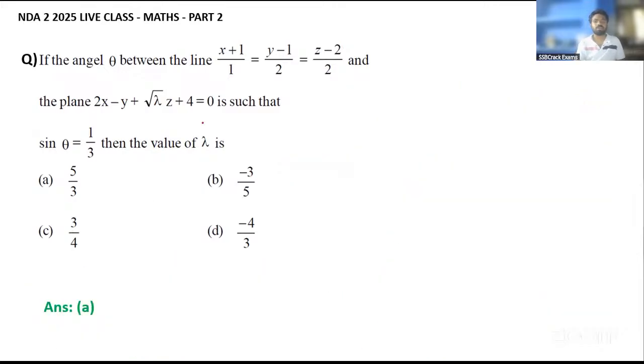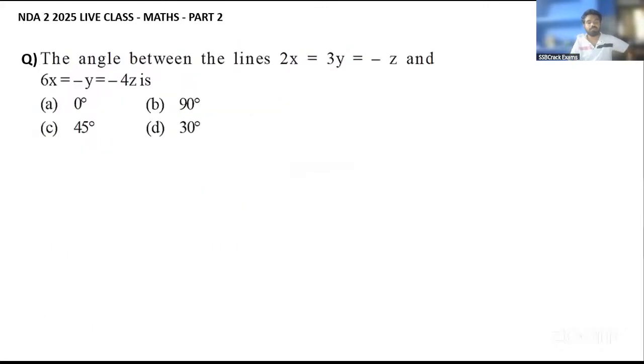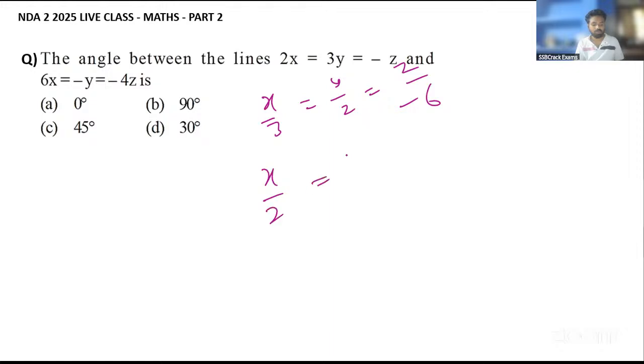It's not a big deal. You can do the calculations by yourself. I just told you the questions. The angle between the lines is a very easy question. Just simplify the lines. First will be x upon 3 is equal to y upon 2 is equal to z upon minus 6. Next will be x upon 2, y upon minus 12, so that all the coefficients come out in simple form.